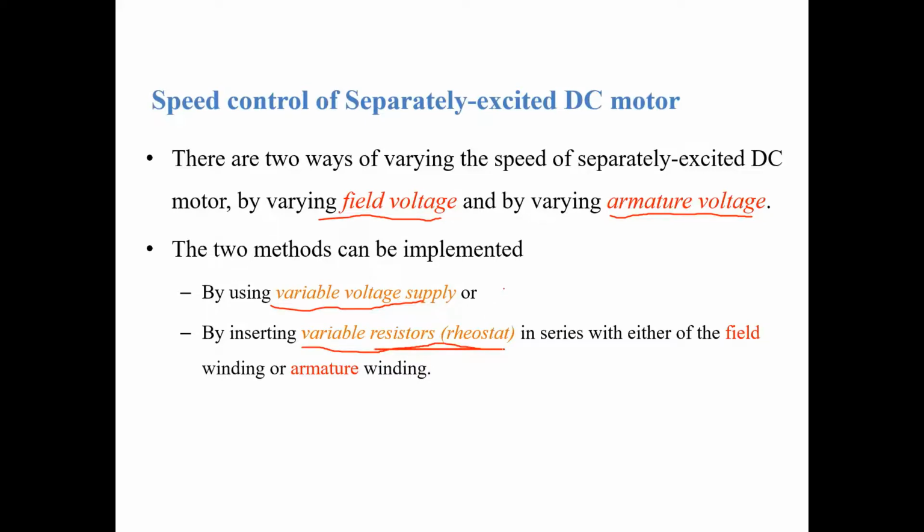The other possibility, and the most commonly used, is a variable resistor, which is called a rheostat. So we insert a rheostat in series with the field, or in series with the armature. You can choose one of the two ways. You can insert a variable resistor in series with the armature coil, or insert a variable resistor, a rheostat, in series with the field winding. By adjusting this, you can adjust the voltage drop across the windings.